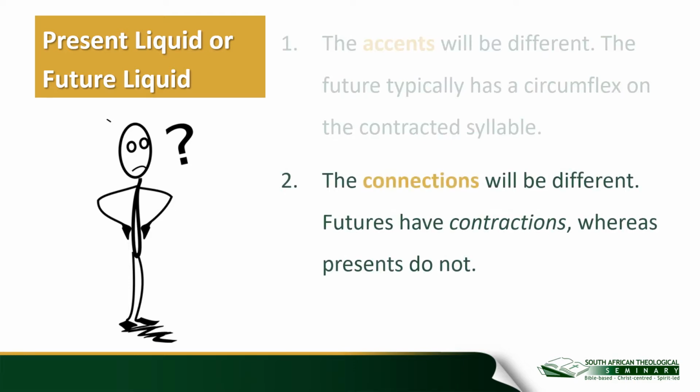Secondly, the contractions will be different. Liquid futures have contractions where you see the connecting vowel. Presents do not. So if the connecting vowel reflects a contraction and you know that it's not a contract verb, you must be looking at a future form. Conversely, if there isn't a contraction or there isn't a circumflex over the contracted syllable, then you're probably looking at a present tense form.